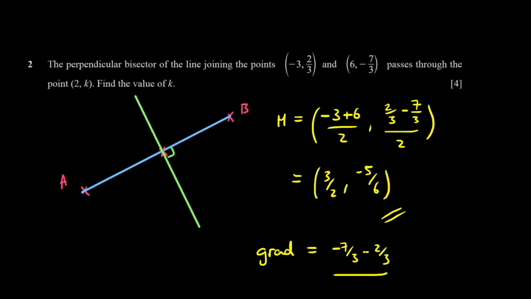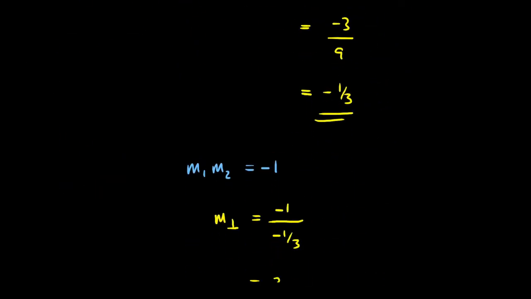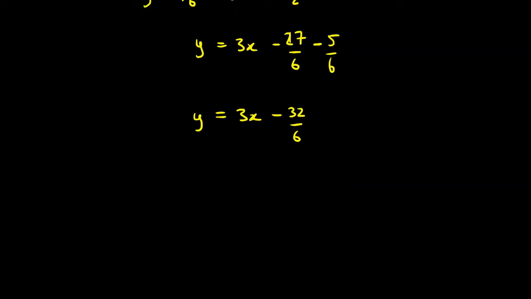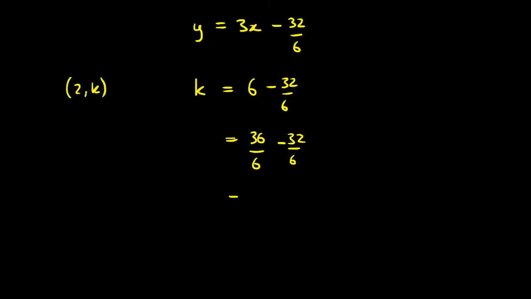Now, we are told that this line passes through the point (2, k). We want to find the value of k, so we just substitute in x is equal to 2. So this goes through the point (2, k). So when x is equal to 2, y is equal to k. So k is equal to 3 times 2, which is 6, minus 32/6. Well, 6 can be rewritten as 36/6. And so 36/6 minus 32/6 is 4/6, and 4/6 is 2/3. So k should be equal to 2/3.